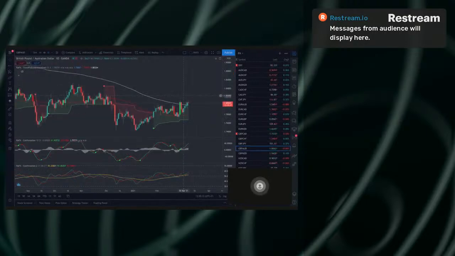So we'll go to the next pair, which is GBPAUD. GBPAUD just broke out from the 200 baseline, which is a sign that a possible uptrend is starting. So this will be confirmed once that 50 baseline also crossed that 200 baseline indicator.